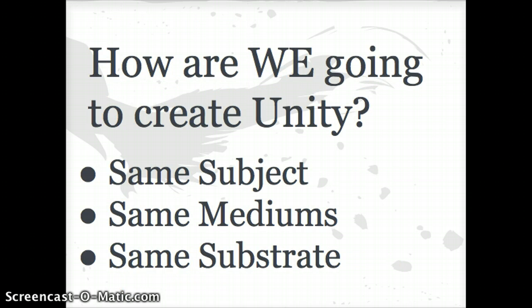Now, we can use many different things to create unity in an artwork. Some of the things that we have used in the past is the subject. So all of the things in the artwork are similar or the same. The medium, so mediums are the tools that you use, such as pencils, or maybe we all use crayons or paints. And then the substrate. The substrate is the bottom, the base of the artwork. So like a canvas or a painting on a canvas, the canvas would be the substrate. So it's the base.